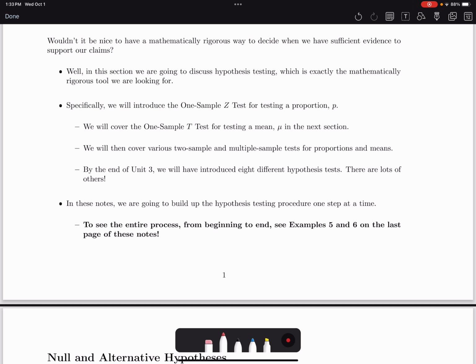So what we're going to do in this section is build up the steps for the hypothesis testing procedure one step at a time. And while we're at it, we're going to introduce specifically the one sample z-test for testing a proportion P. There are other hypothesis tests that we will cover in this unit. In fact, by the end of the unit, we will have covered 8 different hypothesis tests. And besides those 8 tests, there are lots of others as well, right? So we're really only going to scratch the surface here on hypothesis testing.